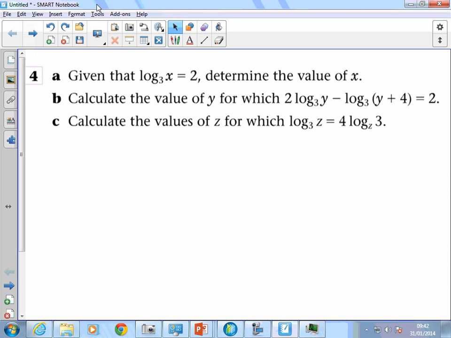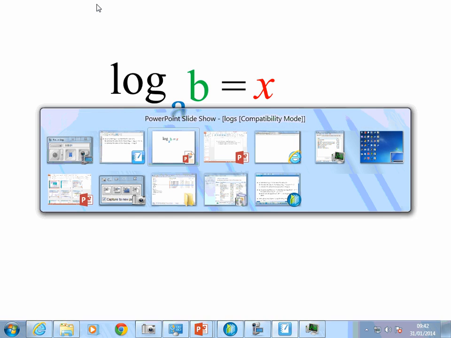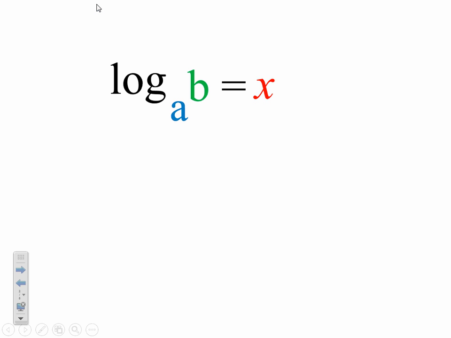Okay, so we're looking at this question. Given that log with base 3 of x equals 2, determine the value of x. This question is simply to use the definition of a log, so there's actually no working out to do. Remembering this basic idea, log with base a of b is equal to x simply means that b is equal to a to the x.